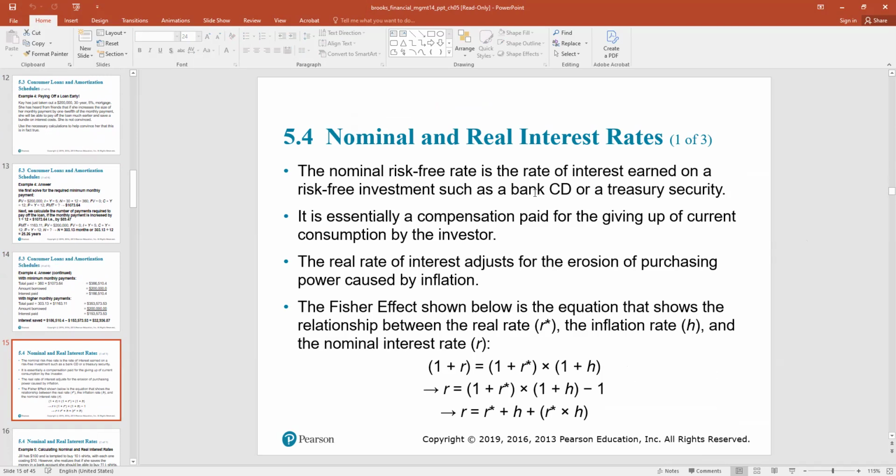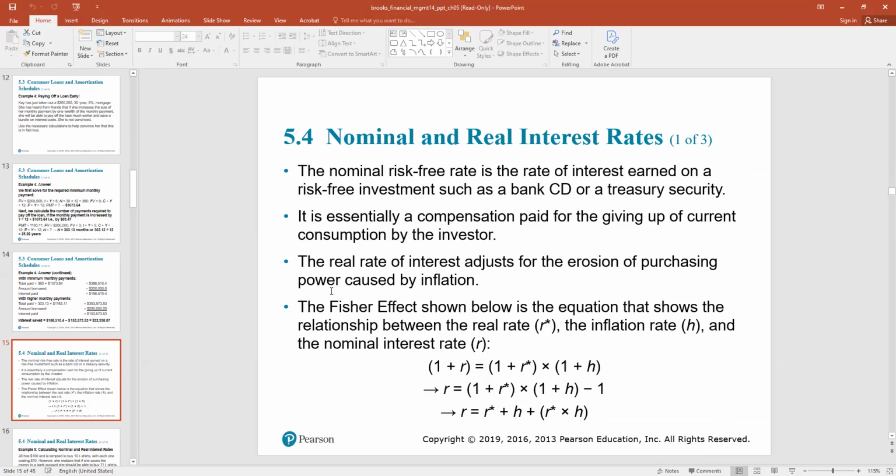Okay, nominal risk-free rate is the rate of return, or interest earned, on the risk-free investment, such as bank CDs or treasury security. Basically, the nominal interest rate is the rate that the bank charges because it includes the real interest rate plus inflation plus some premium. Because when banks lend you the money, they lend with the hope that they control the inflation. Inflation is very critical and very crucial for the bankers, and they pay a lot of attention to that. So whenever they give you a loan, they consider the inflation.